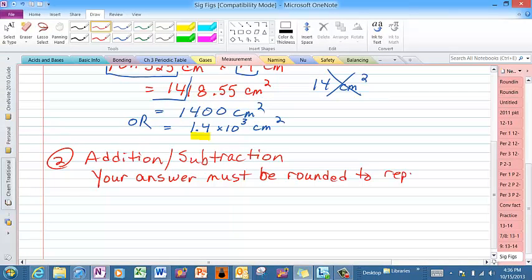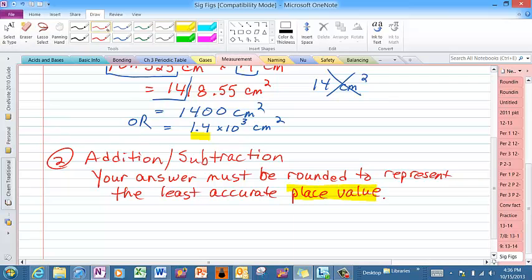to represent the least accurate place value. The least accurate place value. Notice I'm talking not about how many sig figs, I'm talking about the place value here.